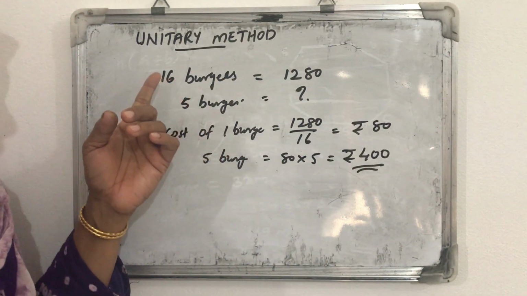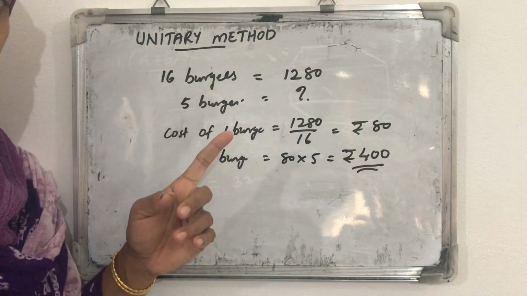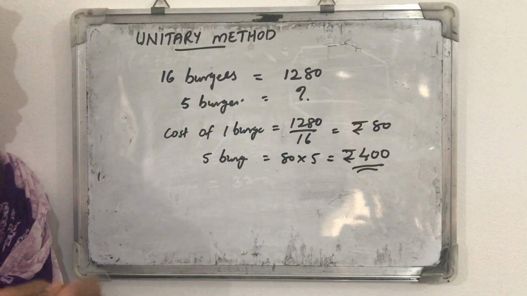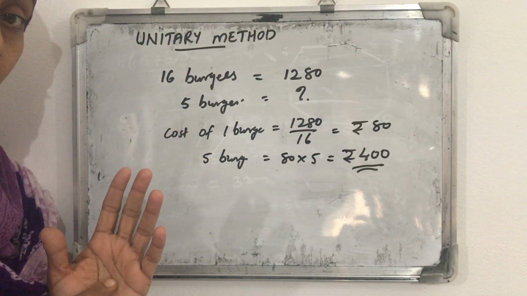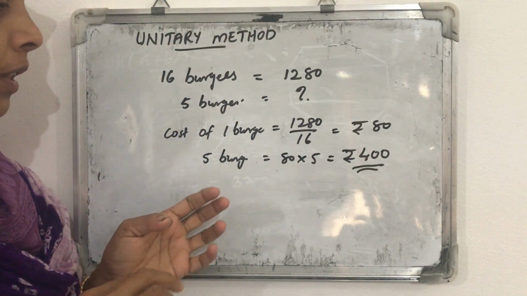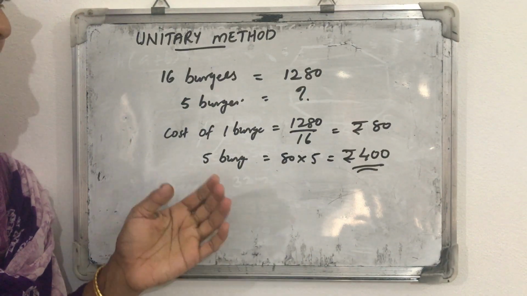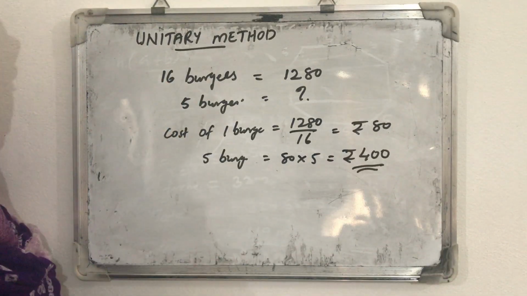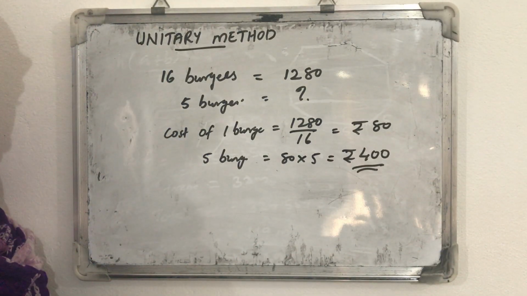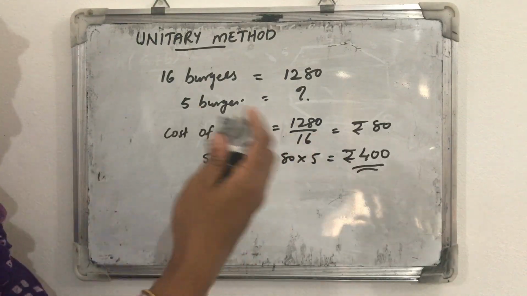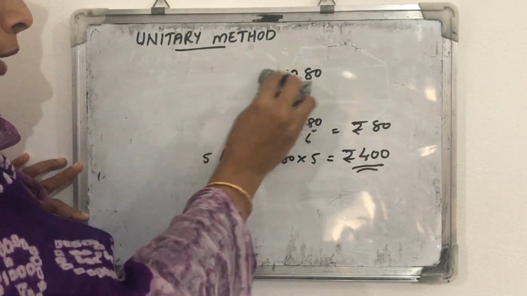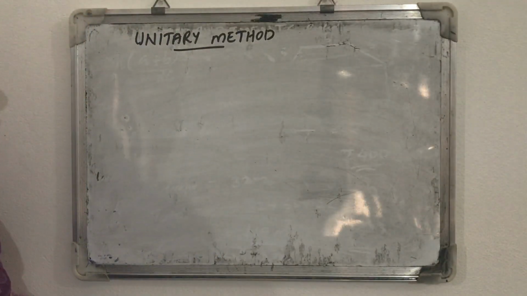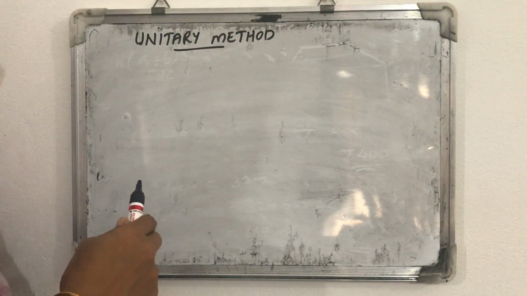In this case, first the cost of some items is given. Then we are finding the cost of some other number of items. So first we find out the value of one item, then we find the value of the required number of items. That type of solving is called the unitary method. The same question we can solve using proportion also, that we already learned. Using proportions, the product of extremes equals the product of means. But if it is asked to use the unitary method, then we must use this method.